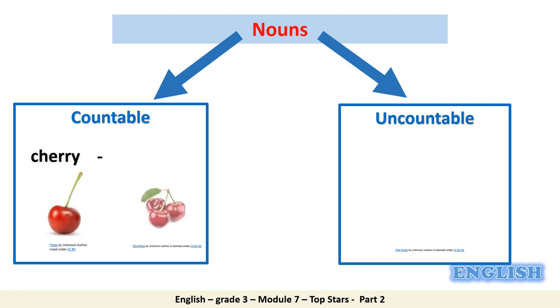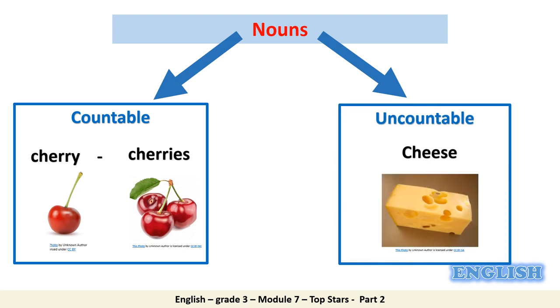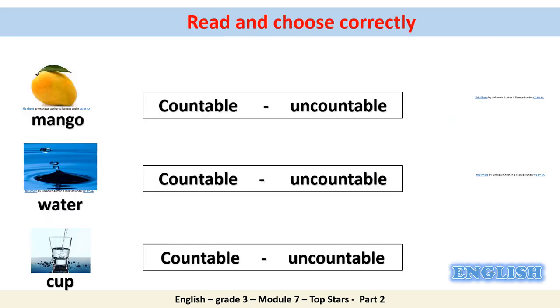Cherry. Cherries. I can count the cherries. I can say 1 cherry, 2 cherries, 3 cherries. For the uncountable nouns, we have an example, which is cheese. I cannot count the cheese. To make sure that you can differentiate between countable and uncountable nouns, do this activity. Read and choose. Pause the video, take your time, and do the activity.